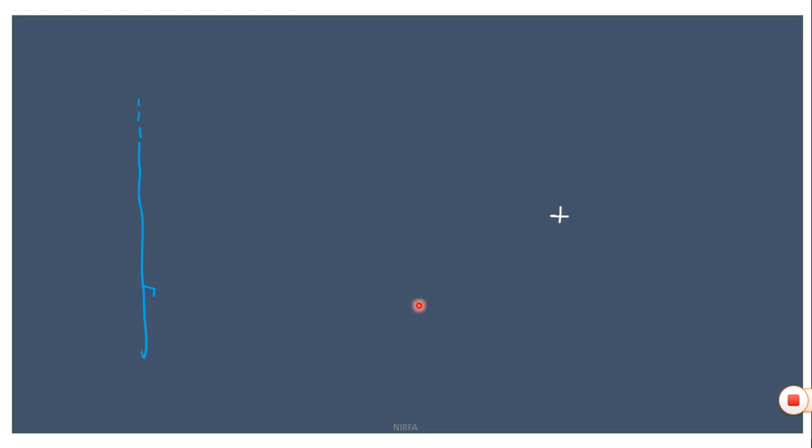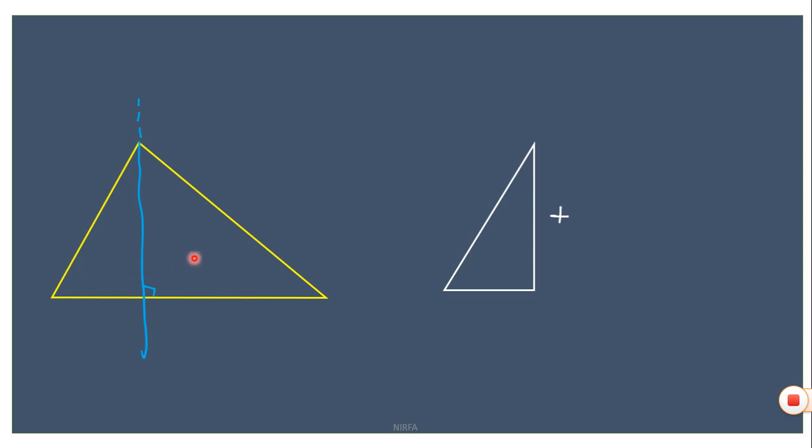How is it possible? Consider this is a triangle, a scalene type triangle. Now draw the perpendicular from this vertex to this base, and that's why this triangle will be divided into two right angle triangles.